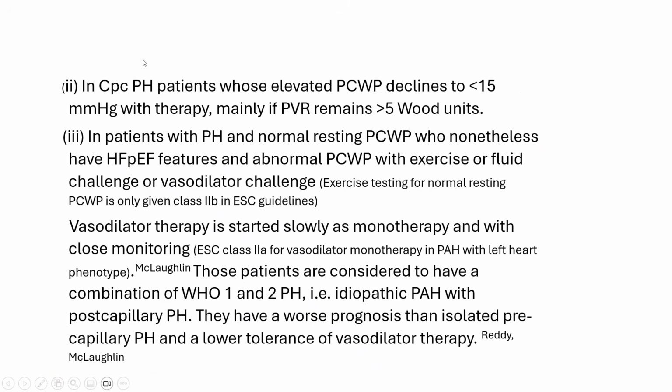Now, the second case scenario where pulmonary vasodilator therapy may be considered in combined precapillary postcapillary PH are those patients who on the initial study have wedge pressure over 15 but severe PVR elevation. You treat their left heart disease, you diurese them, and now the wedge pressure is less than 15 on repeat right heart cath, but the PVR is still over 5 Wood units. Those are the patients in whom you may consider pulmonary vasodilator therapy.